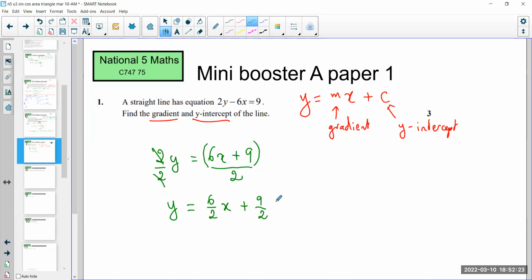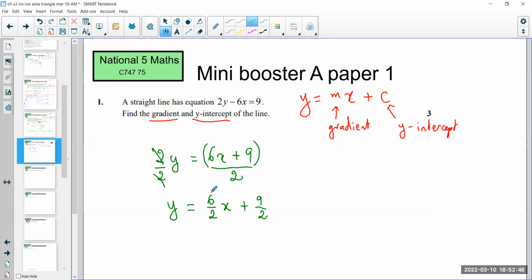So I think, Miriam, you forgot that 9 over 2. And this is for you. If you put the brackets, that will force you to know that you need to divide both the 6x and the 9. So you've lost a mark. Okay? So it's the whole side that we divide, not just 6x.